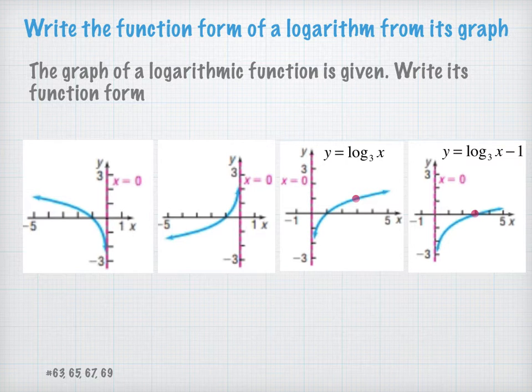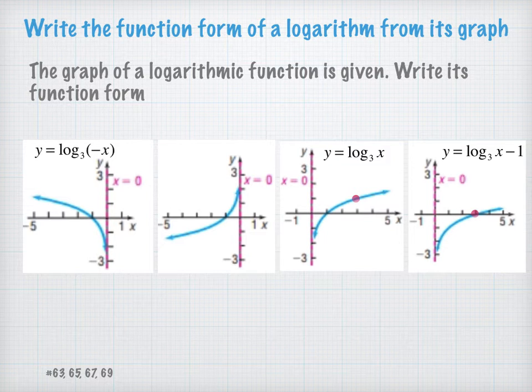Now let's look at the very first graph that's on the left. This one is the reflection across the y-axis of y equals log base 3 of x. How we show that symbolically is we write negative x in place of x.